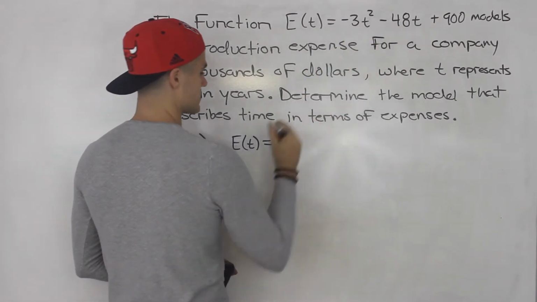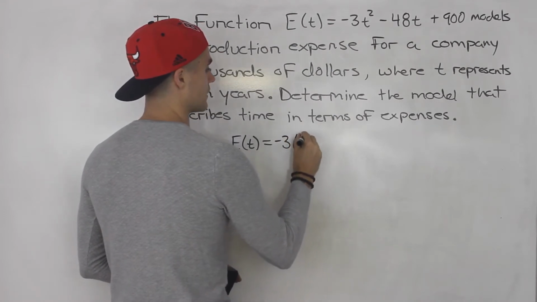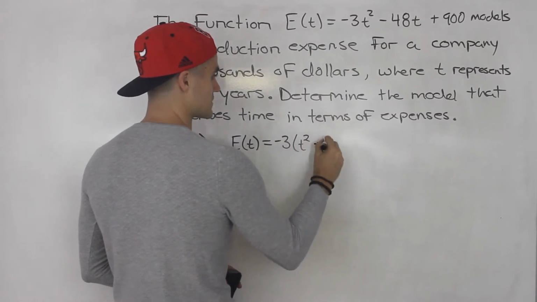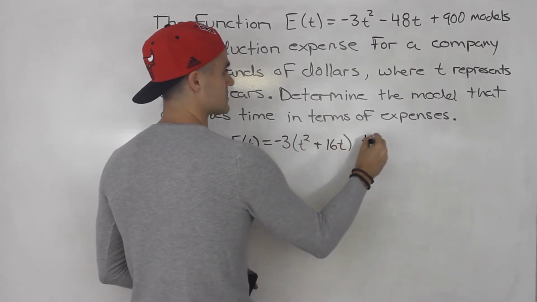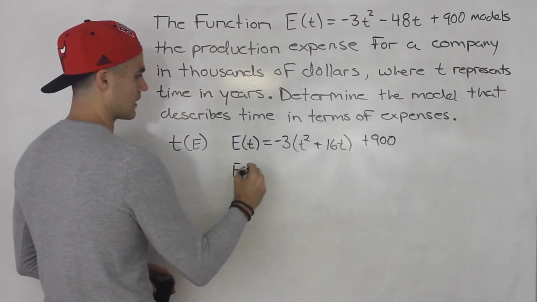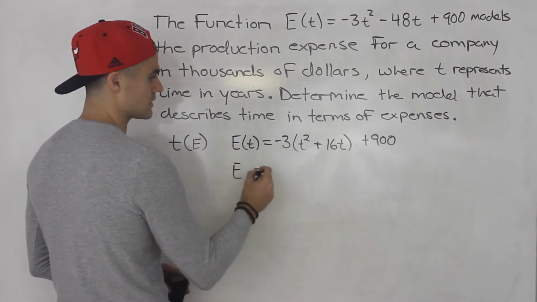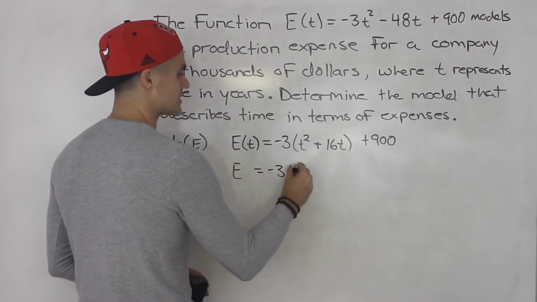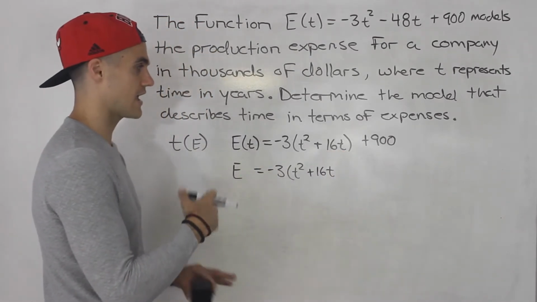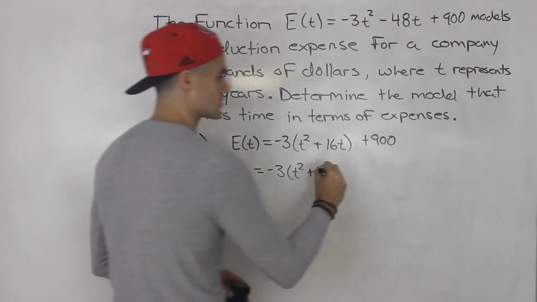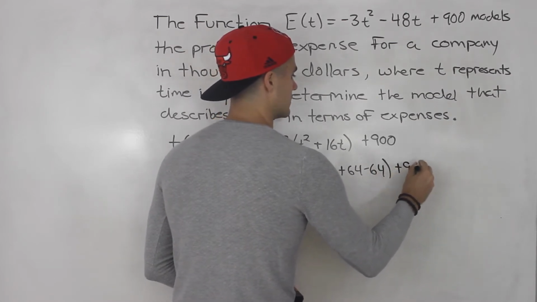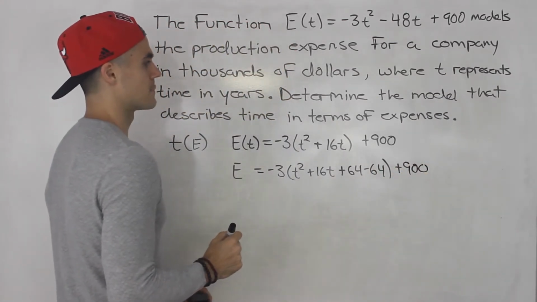Take out a negative 3 from these two. So negative 3 factors out, we'll be left with t squared. Negative 48t divided by negative 3 gives us positive 16t. And then the plus 900 we leave outside. Then I'm just going to put e instead of e of t. So e is equal to negative 3 times t squared plus 16t. Take half of 16, which is 8, square it, which is 64. So we'll have plus 64 minus 64, plus 900, like that.